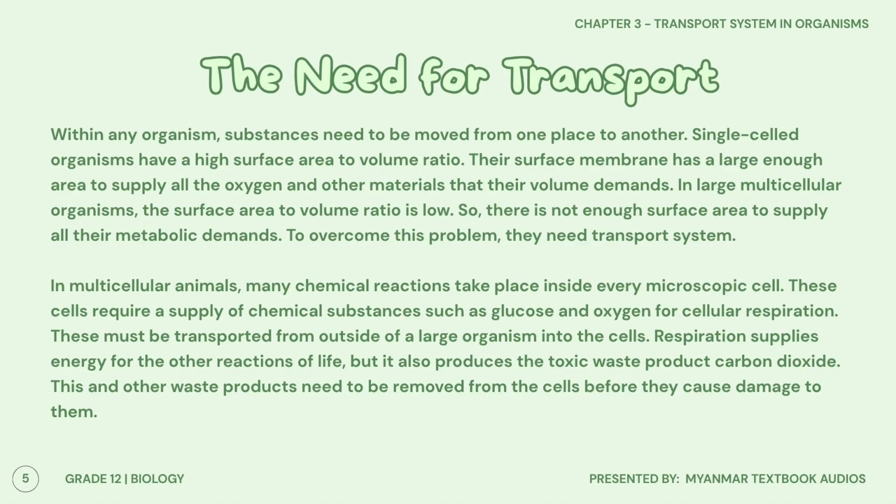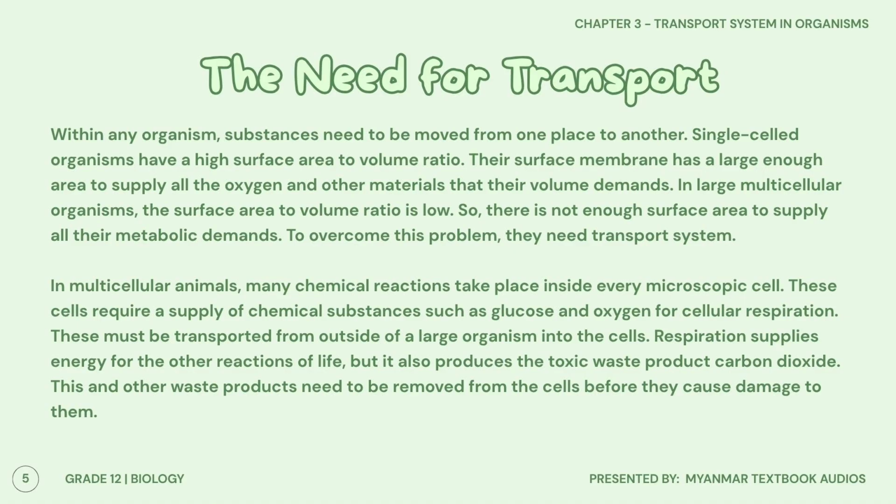The need for transport. Within any organism, substances need to be moved from one place to another. Single-celled organisms have a high surface area to volume ratio. Their surface membrane has a large enough area to supply all the oxygen and other materials that their volume demands. In large multicellular organisms, the surface area to volume ratio is low. So, there is not enough surface area to supply all their metabolic demands. To overcome this problem, they need a transport system.